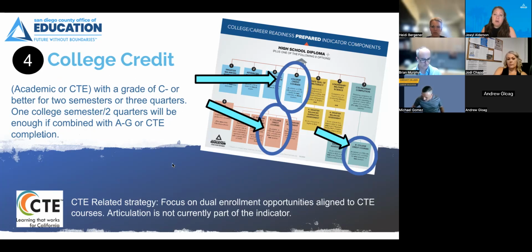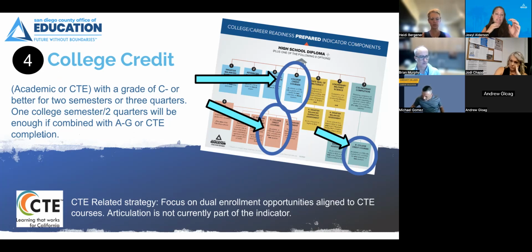College credit. We know college credit courses are often very well interlaced with CTE. So we know dual enrollment is huge. A lot of times when we talk about dual enrollment, if you are creating a capstone that's dual enrolled, it can either be counted as a CTE capstone or a college credit for the CCI because you can't double dip.